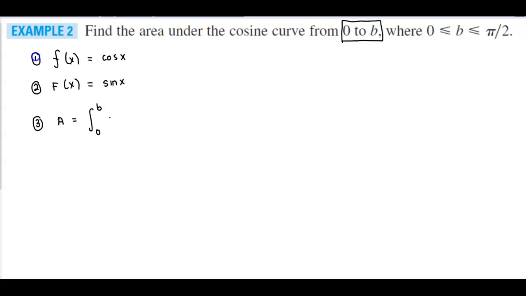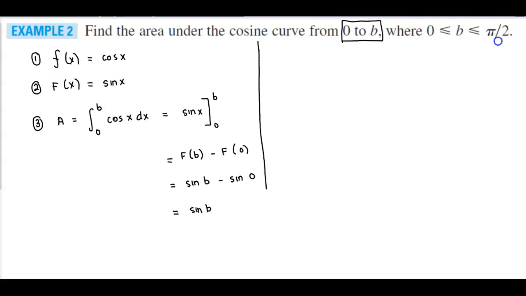Okay, so if we put in cosine of x dx, okay, now what is the antiderivative of the cosine of x? Well, we know that's going to be the sine of x. And then we're going to evaluate it at the lower limit of 0 and the upper limit of b. So that means we're taking f of b minus f of 0. So we're going to have the sine of b minus the sine of 0, which ends up giving us the sine of b.